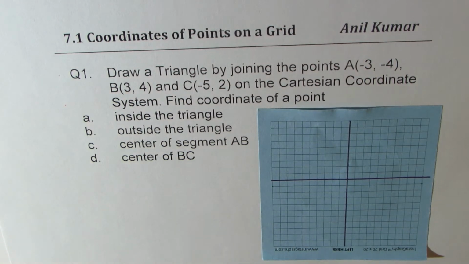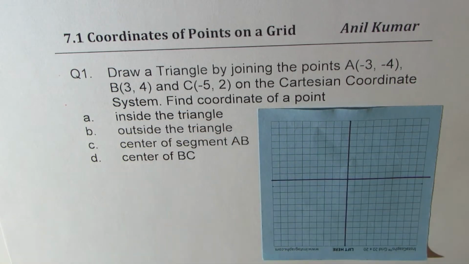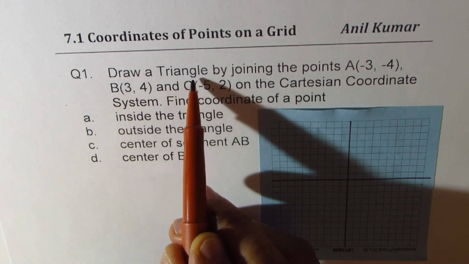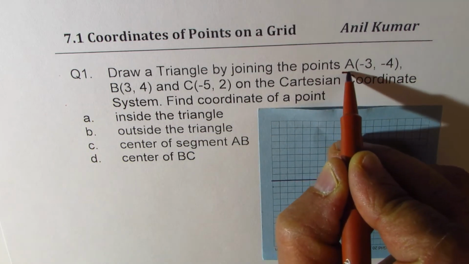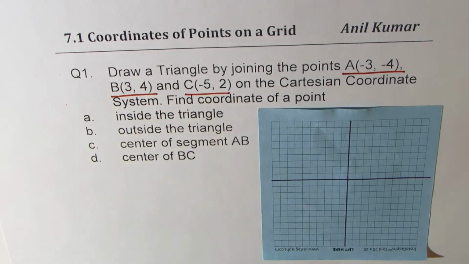Well, I would like you to pause the video, understand the question, take a graph paper, plot the points on the graph paper, connect them, they'll form a triangle. Once you do the first part, then you answer the rest of the questions. So let's read this question once again. First part is to draw a triangle by joining the points A, B and C, right? So let's locate these points, join them and make a triangle.